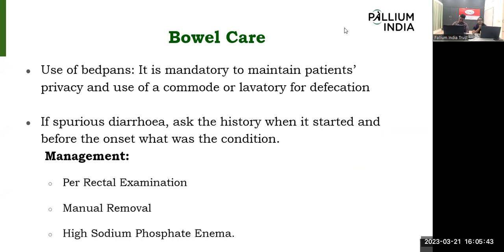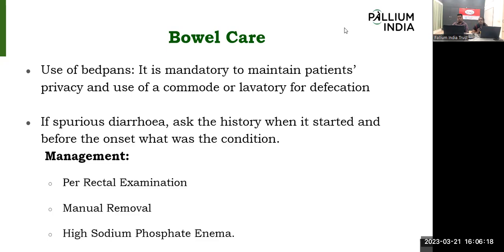So usually within community settings, if they are not able to pass their motions in the bed, because if you give a bedpan to the patient, they won't be able to. But if you give a commode chair, they are able to pass their stool. But if they cannot afford it, they won't buy it. These kind of things you have to check, whether they are able to afford them. Otherwise, you have to make some kind of arrangement for that.